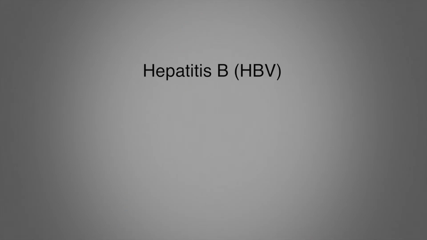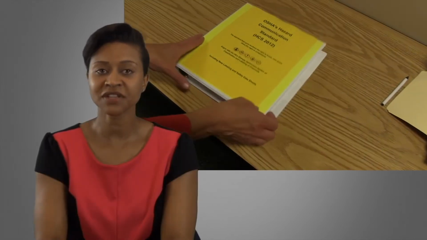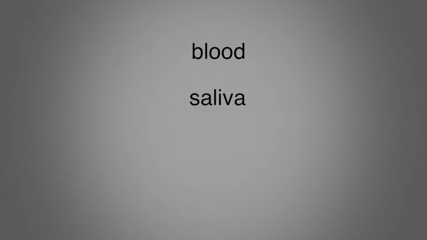These pathogens include, but are not limited to, hepatitis B, HBV, hepatitis C, HCV, and human immunodeficiency virus, HIV, the AIDS-causing virus. OSHA has specifically identified potentially infectious body fluids for which universal precautions must be taken when encountered. The most common fluids are blood, saliva, vomit, and urine.